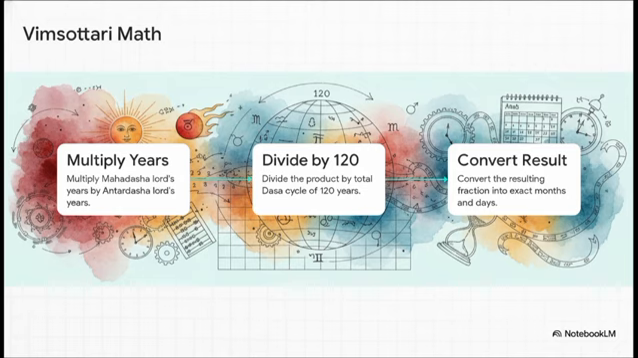Step 2. You divide that product by the total dasa cycle of 120 years. Step 3, you just convert that resulting fraction into precise months and days. By doing this math, we can calculate the exact time frames when the specific scriptural results of Rahu or the Sun will activate. It's a brilliant, highly structured system for timing life events.